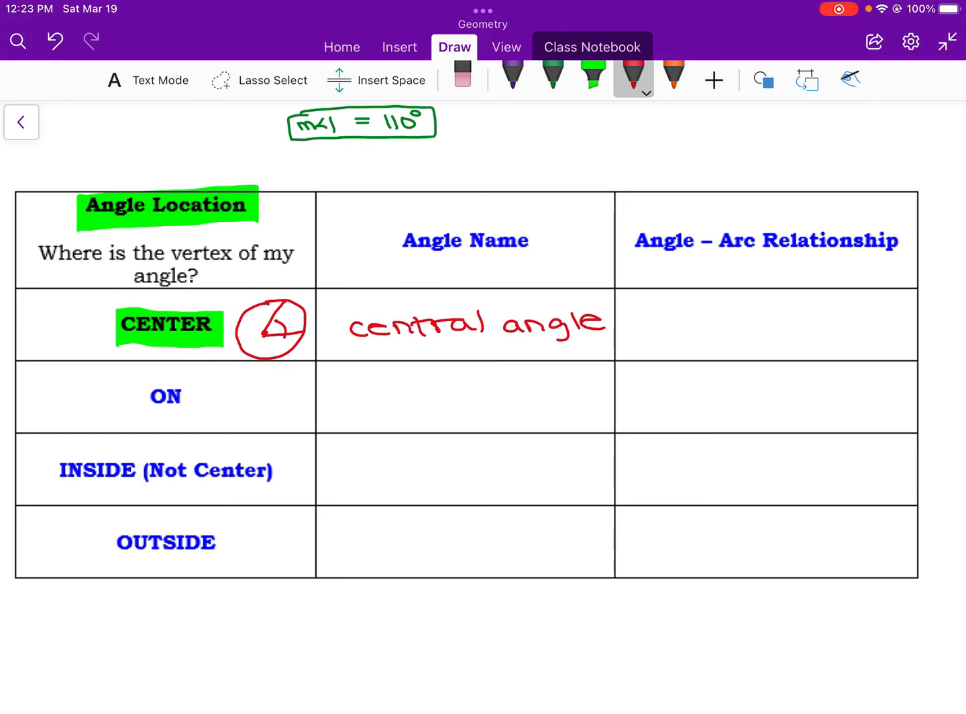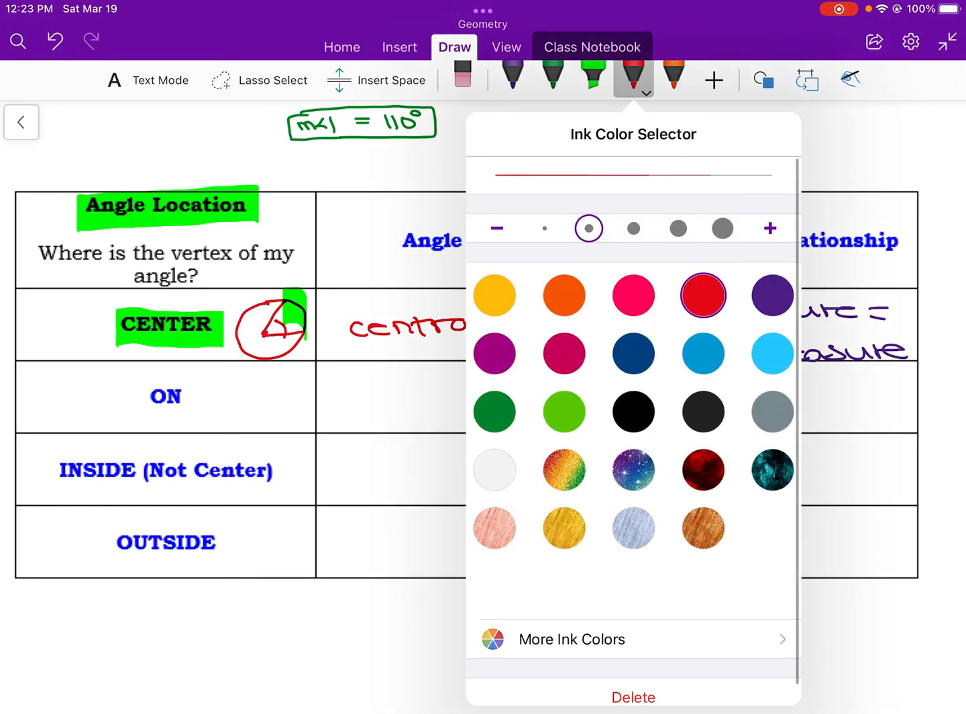It's just its name. And then its relationship to the arc that's across from it, like this arc here: the arc measure equals the angle measure. So we just say that the arc measure equals the angle measure. You don't even have to do any solving in a case like that. They are exactly the same.